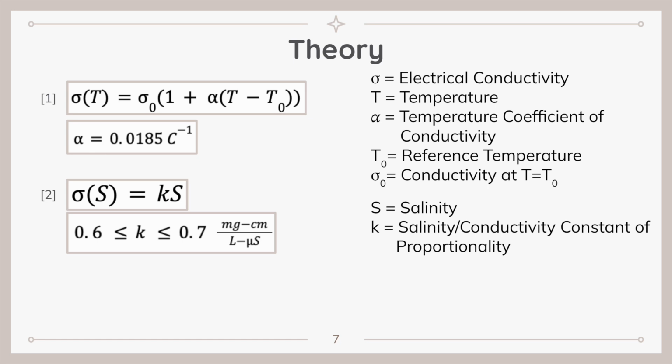Our second equation models the conductivity as a function of salinity. Here we can see that the conductivity is directly proportional to salinity, with a constant of proportionality that we expect to be between 0.6 and 0.7 milligrams centimeters per liter microsiemens.